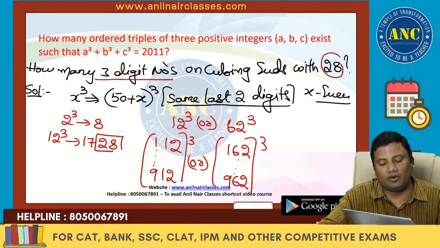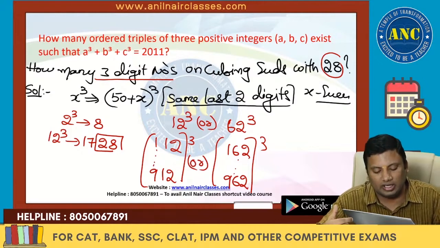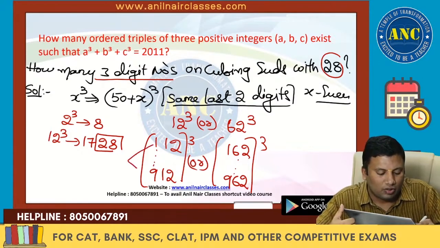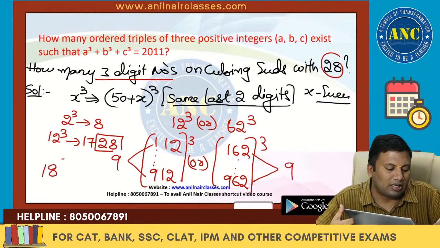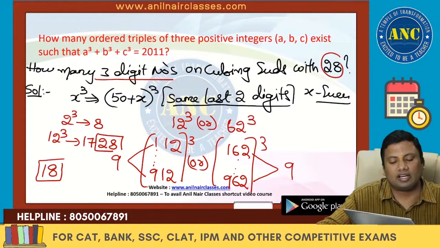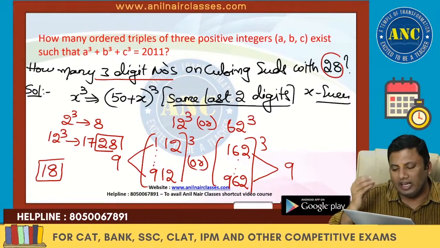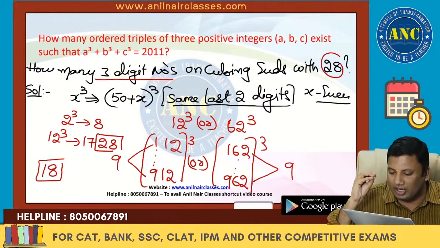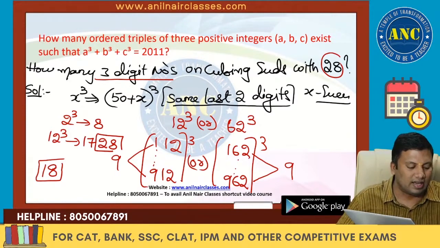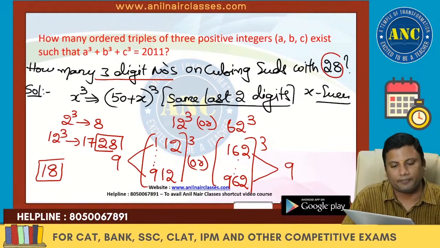So 112, 162, 212, 262, up to 912, 962. Here 9 numbers are there, and here 9 numbers are there. 9 plus 9, because of the fundamental principle of addition. The answer is nothing but 18. Directly you will get the answer as 18 if you know this logic. Otherwise you will think this is a very time consuming question.